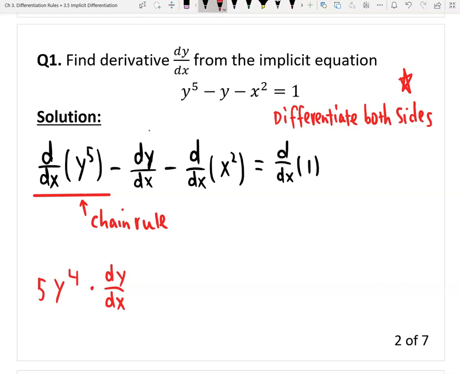Okay, now we're going to the second term. The second term I just copy, it is dy over dx. How about the third term? The third term is easy, a power function, right? So directly minus 2x, everyone knows. And a constant function, the derivative is 0. Now it is easy.